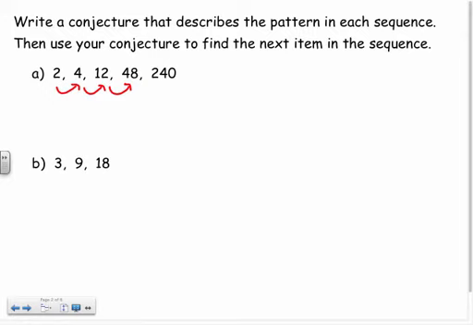Well, from 2 to 4, I multiplied by 2. From 4 to 12, I multiplied by 3. From 12 to 48, I multiplied by 4. Well, it looks like we're just multiplying by the next number up, correct? So I'm guessing I'm going to multiply by 5 here. And if I would take 240 divided by 48, I would notice that it is 5.